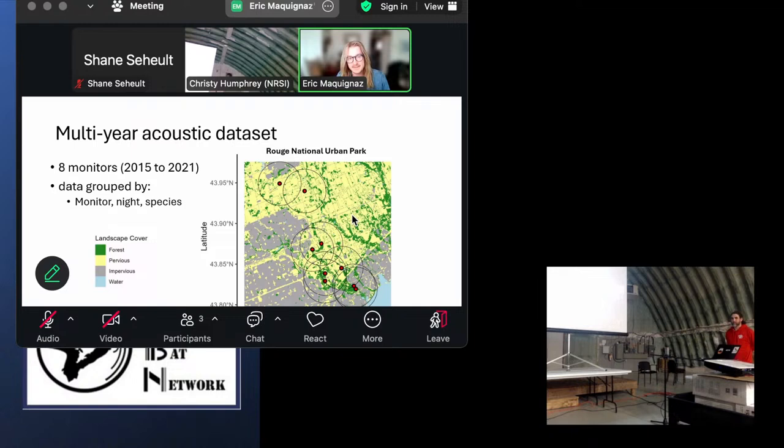Humidity did not affect most of the bats' nightly activity, but it did reduce northern myotis activity.